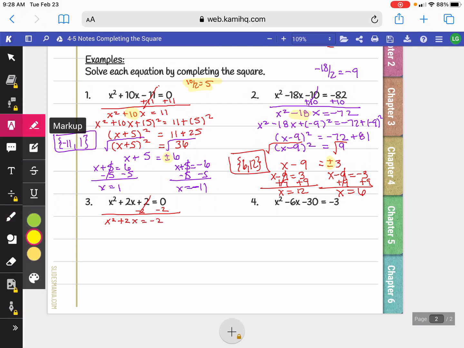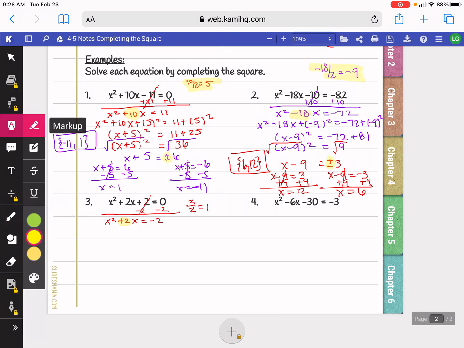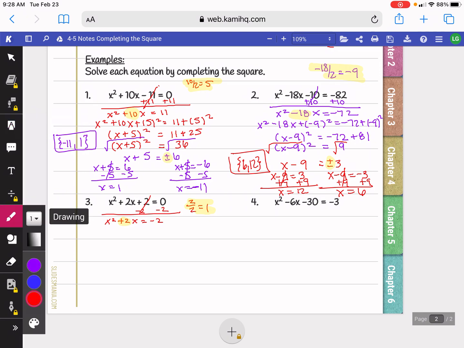Then I'm going to look at my b, which is 2. I'm going to divide it by 2, and that gives me a 1. So I'm going to add 1 squared to both sides. Remember, we're completing the square. I'm ready to write the left side as the square of a binomial, so it would be (x + 1) squared. And on the right, 1 squared is 1. So that simplifies negative 2 plus 1 to negative 1.